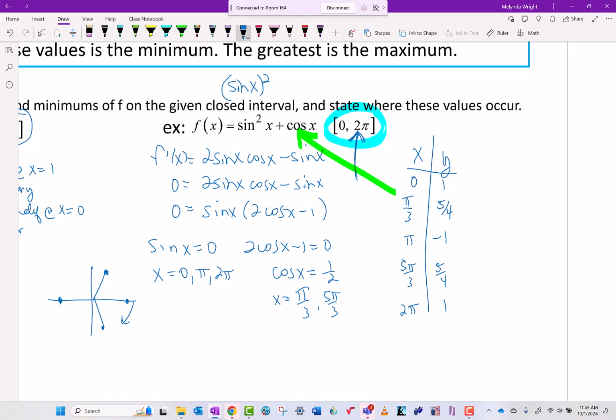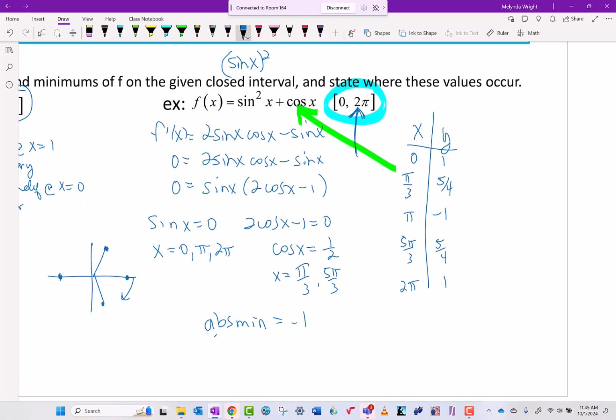Okay, do I have a very smallest y value? I do, don't I? So my absolute min is -1. Where does it occur? Let's just write the point down. It occurs at pi, -1. Okay, what is my absolute max? What's the absolute max value? 5/4.